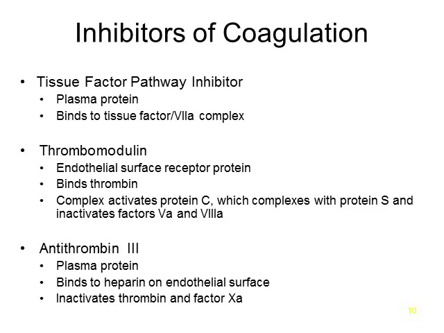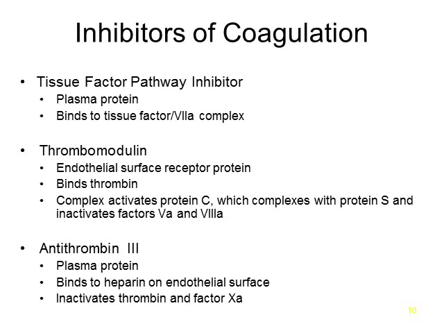This is a plasma protein which binds to tissue factor and factor 7A complex. The second is thrombomodulin. This is an endothelial surface receptor protein that's found on the endothelial cells of the blood vessels, and it binds thrombin. Together this complex activates protein C, which then complexes with protein S and inactivates factors 5A and 8A, which, if you remember from the last slide, are cofactors.